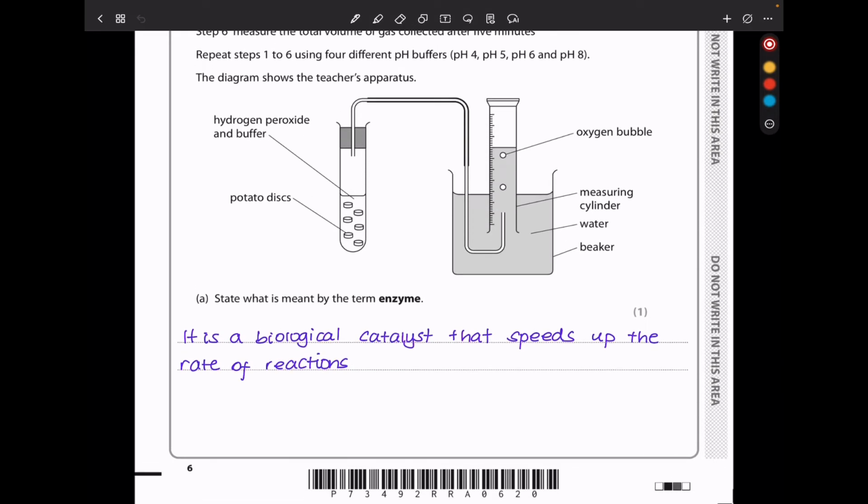So the first question says, state what is meant by the term enzyme. An enzyme is a biological catalyst and its purpose is to speed up the rate of reaction.